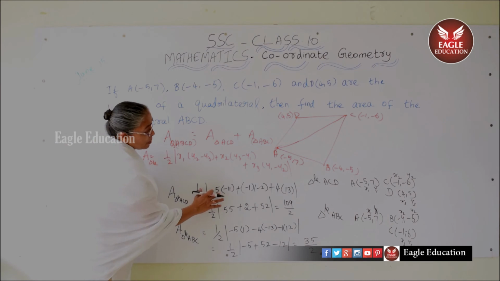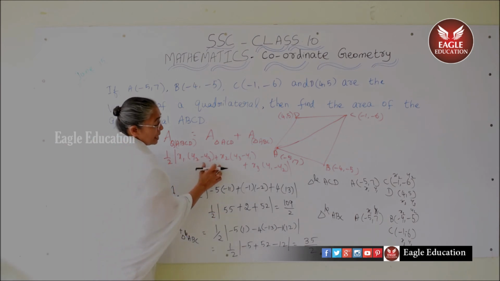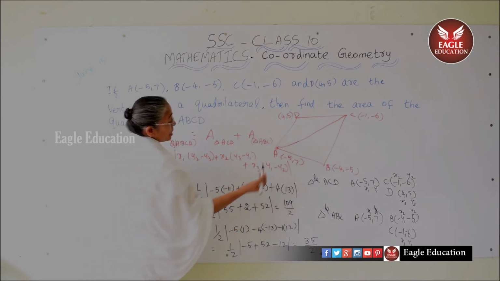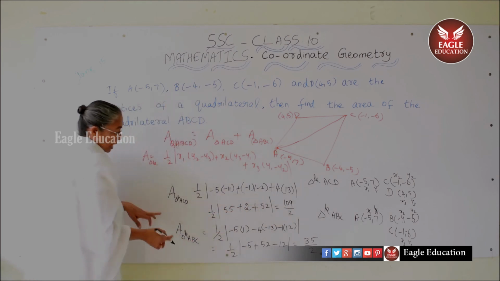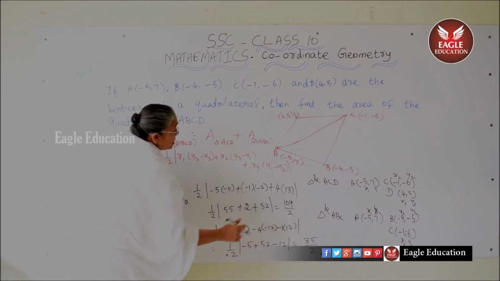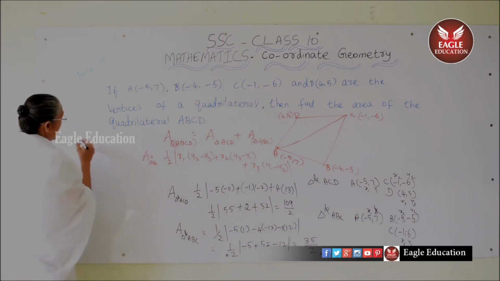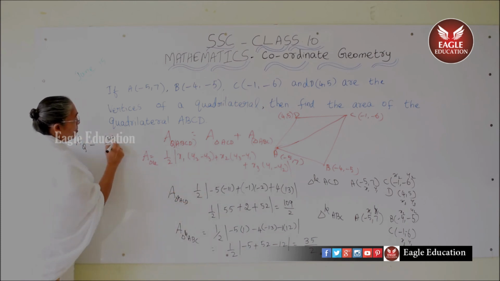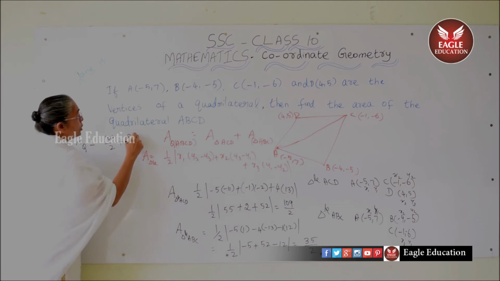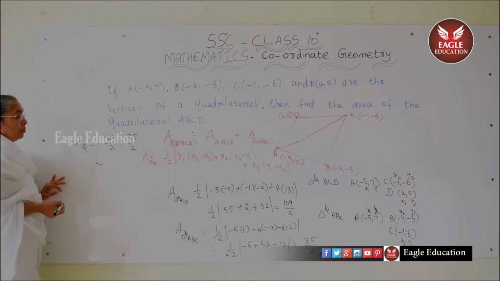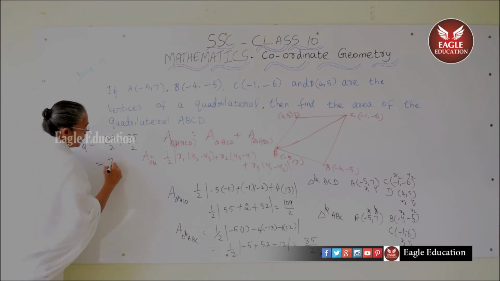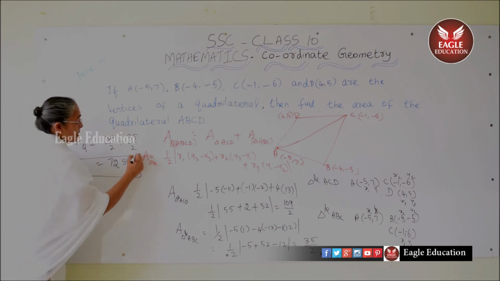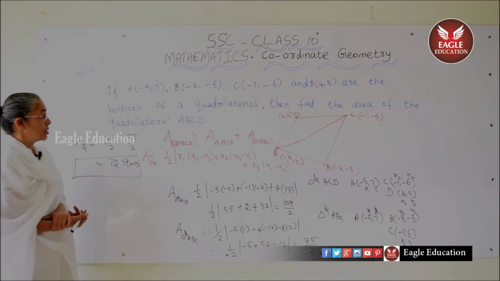Substituting the corresponding values in the area of triangle formula, we found the area of triangle ACD as 101 by 2 and the area of triangle ABC as 35 by 2. So, the required area of the quadrilateral is the sum of these two areas, that is 109 by 2 plus 35 by 2, which is nothing but 144 by 2, which is 72 square units. So, the area of the given quadrilateral ABCD is 72 square units.